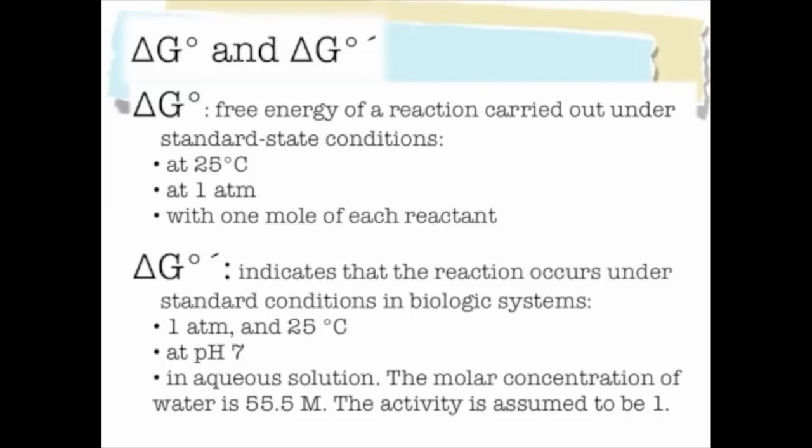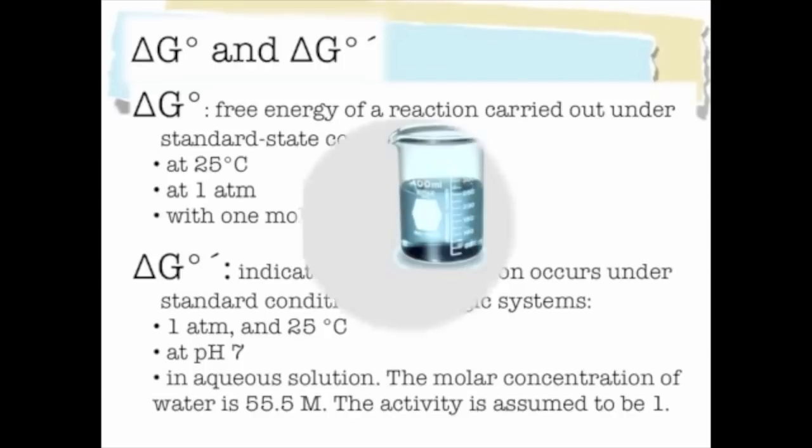Here the molar concentration of water is 55.5 molar, and we're going to assume ideal conditions in which the charge of water does not affect the reaction. So, we know what delta G naught prime is in a beaker, and that's very well and good. We can do the reactions in the laboratory in aqueous solution, 1 atmosphere, pH 7, 25 degrees Celsius, wonderful.